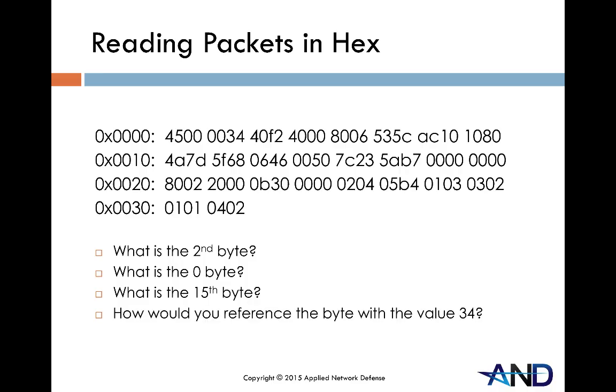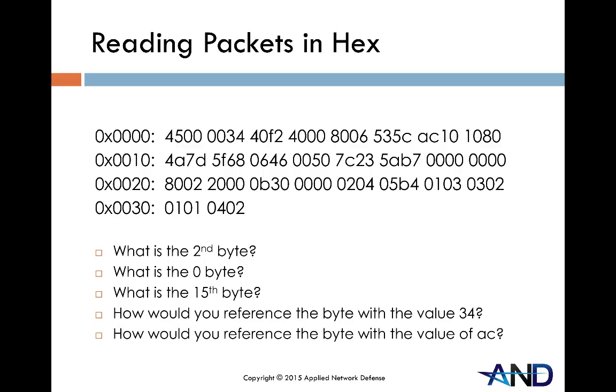Let's try another one. How would you reference the byte with the value 34? You can find this byte on the first line. You should see it's pretty early on in the packet. And in this case, how would you reference that? Well, you would count starting at 0. Byte 45 is 0, 00 is 1, 00 is 2, 34 is 3. So this is the third byte offset from 0, or 0x3, in this packet stream.